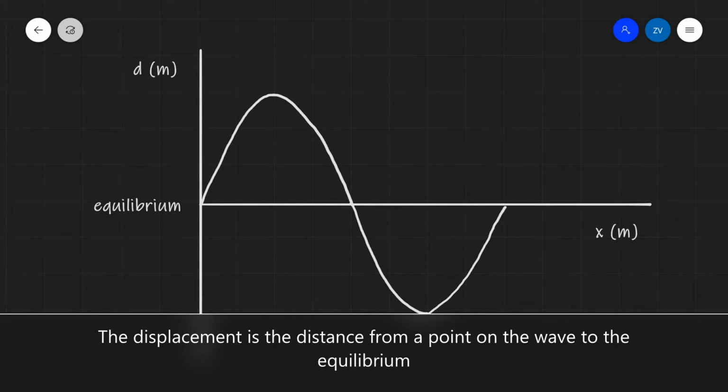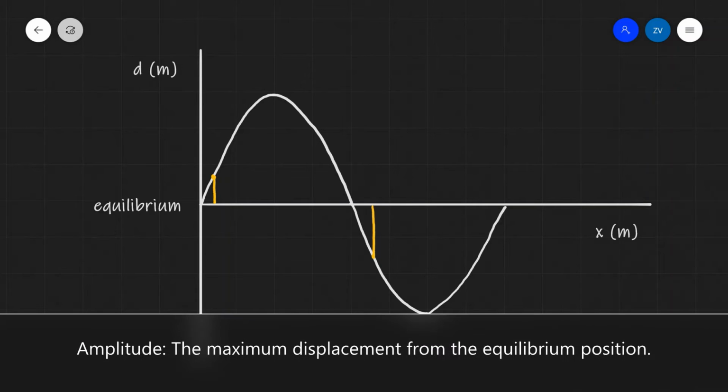The first quantity that we're going to define is the displacement. Now, the displacement of a point of a wave is its distance to the equilibrium position. For instance, if I was to pick, let's say, this point of the wave, the distance from the line of equilibrium will be this much. However, if I was to pick a different point, let's say this one over here, it will have a different displacement, i.e. it will have a different distance to the line of equilibrium.